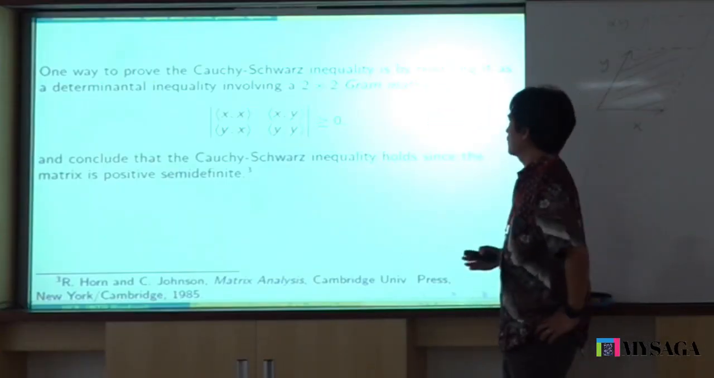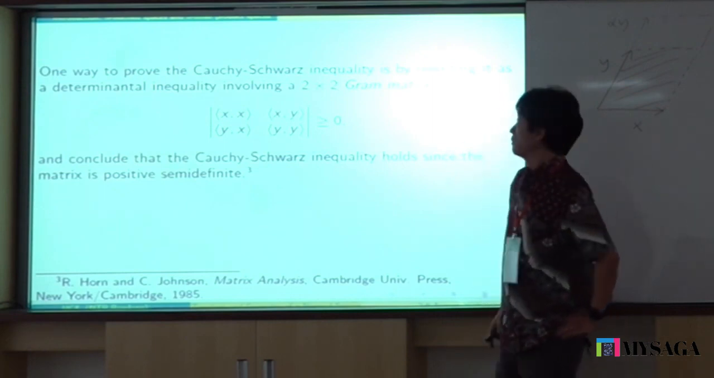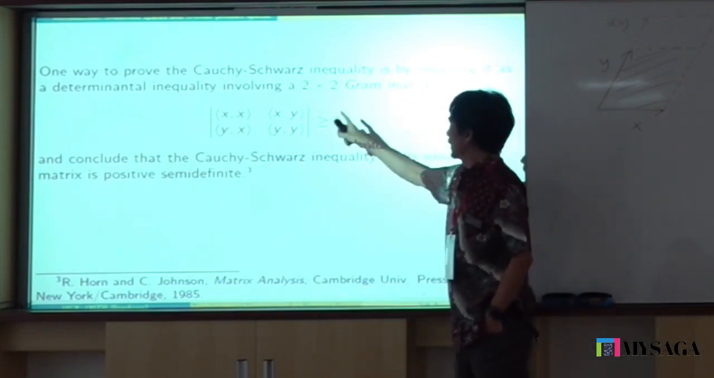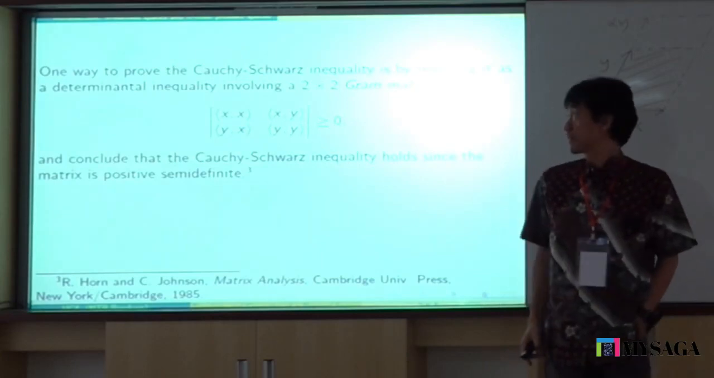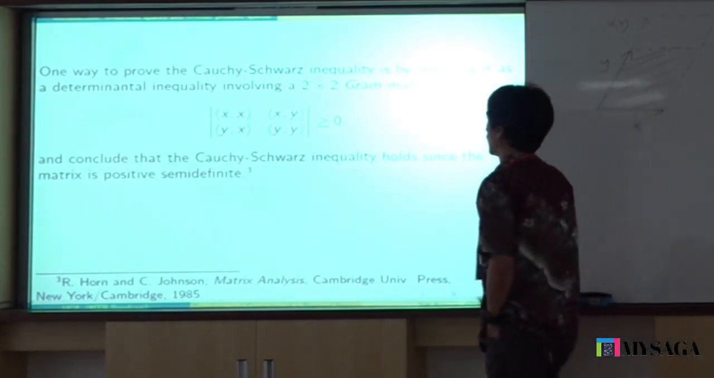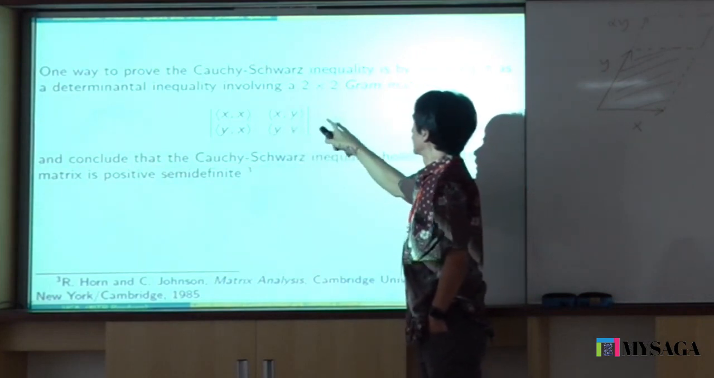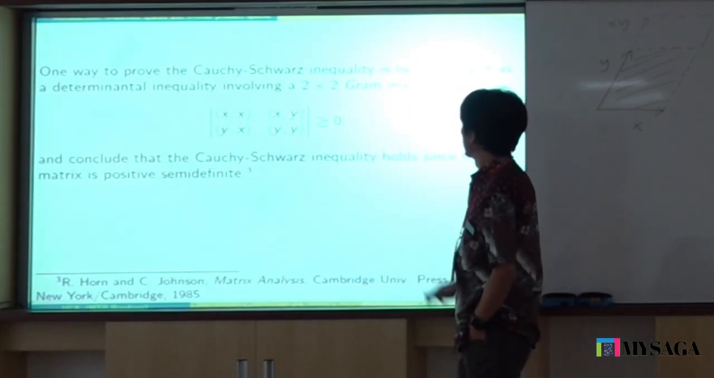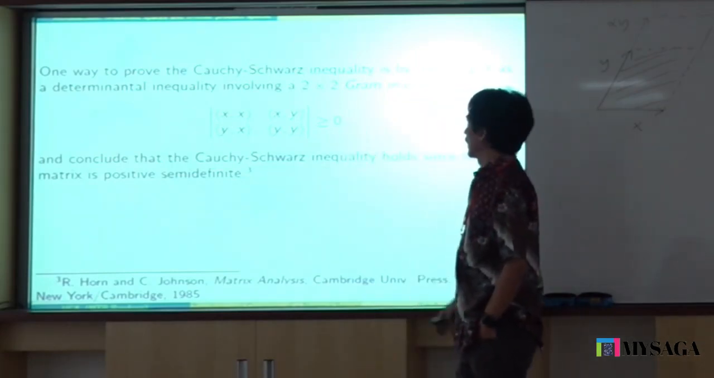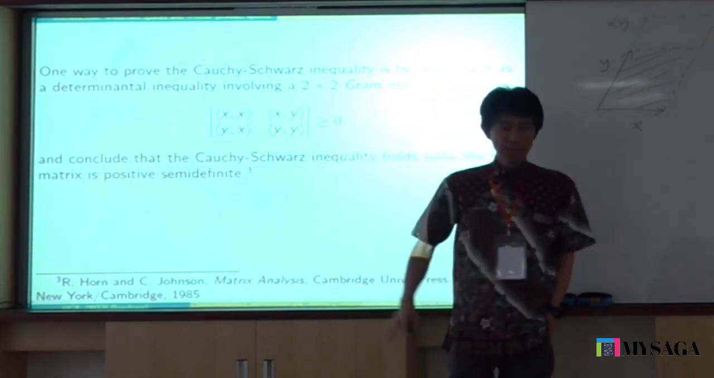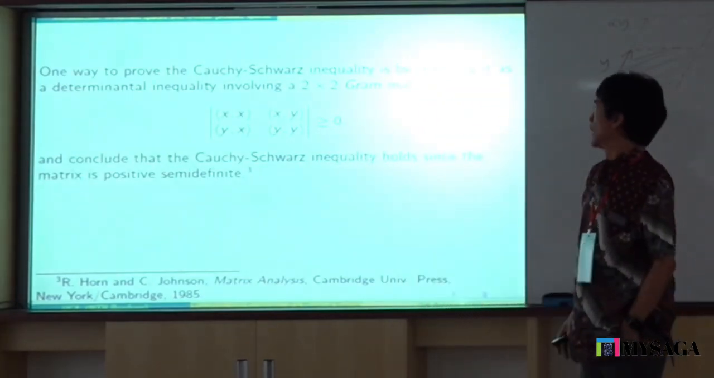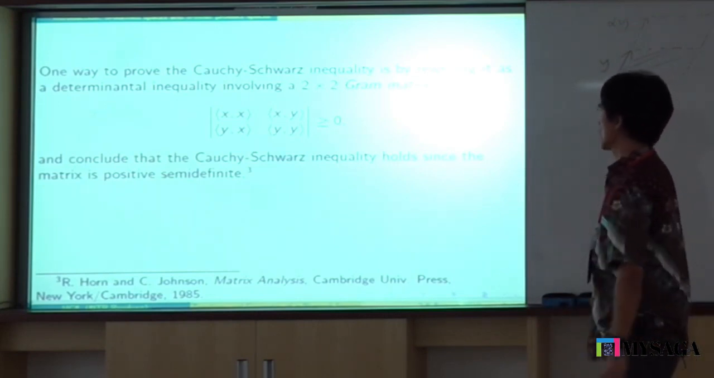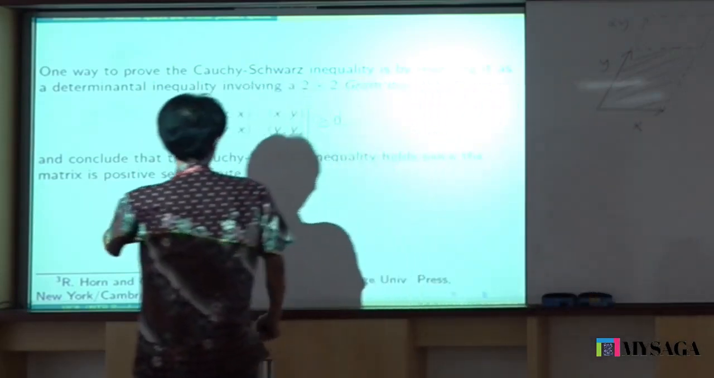This is undergraduate stuff. But one way to prove the inequality is by rewriting it as a determinant inequality, which is this one. And this matrix is called the Gram matrix of size 2 by 2. And we immediately see that the determinant is non-negative. Okay, so the Cauchy-Schwarz inequality holds since the matrix is positive semi-definite.